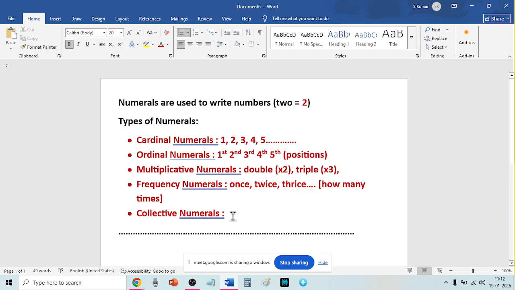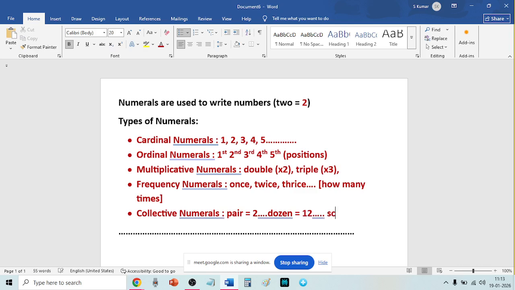And lastly, the collective numerals. In collective numerals, what? A group. Like pair means 2. Dozen means... one dozen. How much? 1 dozen means 12. So say that. Why are you keeping quiet?